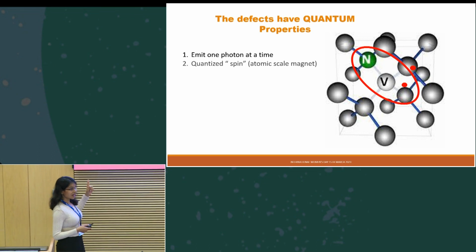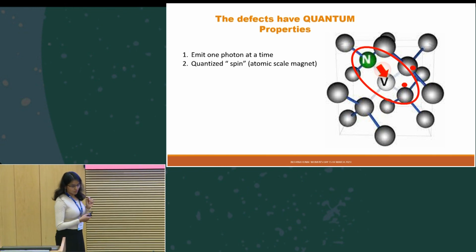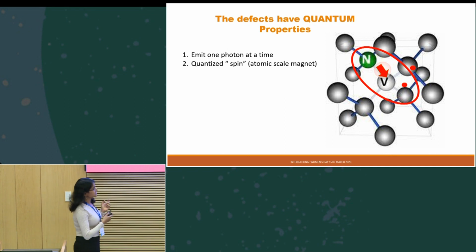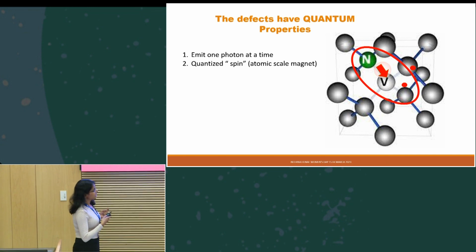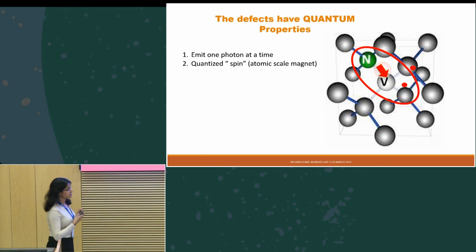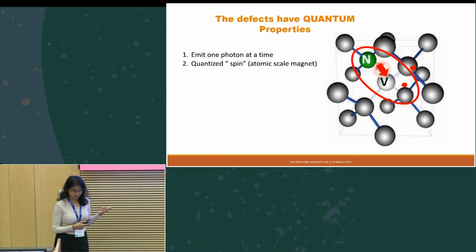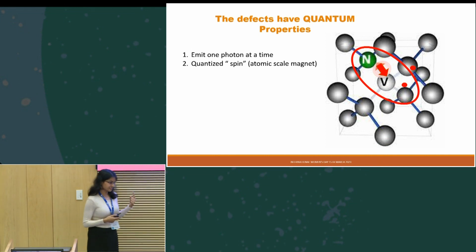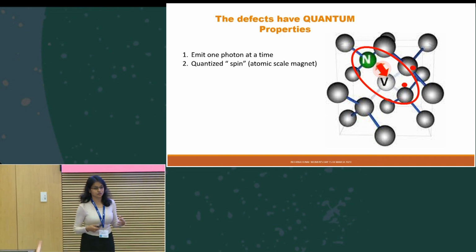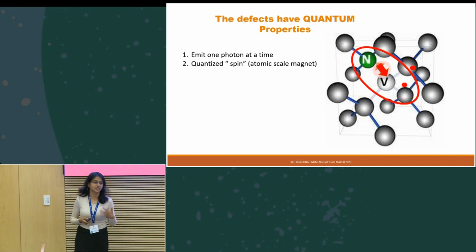So how are the photons quantized in this atomic array? You have a spin. This N and V center works as a single quantity. The red arrow here represents a spin down. You need to keep in mind that this spin is related only to the NVs, not to the other carbon atoms. It can be up and it can be down. This is another property of the NV center, which is spin, and it is a quantum mechanical property related to the angular momentum.